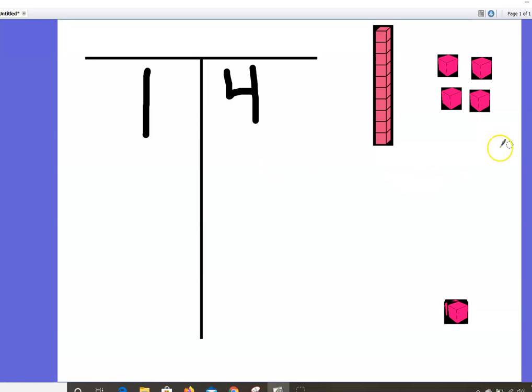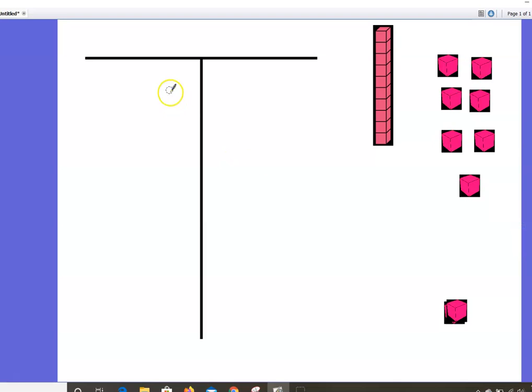Okay, so you can keep going with this. All you have to do is remember that you're going to have a tens rod and your ones cubes, and think about what number that would be. So let's say we had 10 plus 7. So that means I'm going to have a 10 in my tens place. I'm going to have a 1 and a 7 to make 17. So 10 plus 7 is 17.